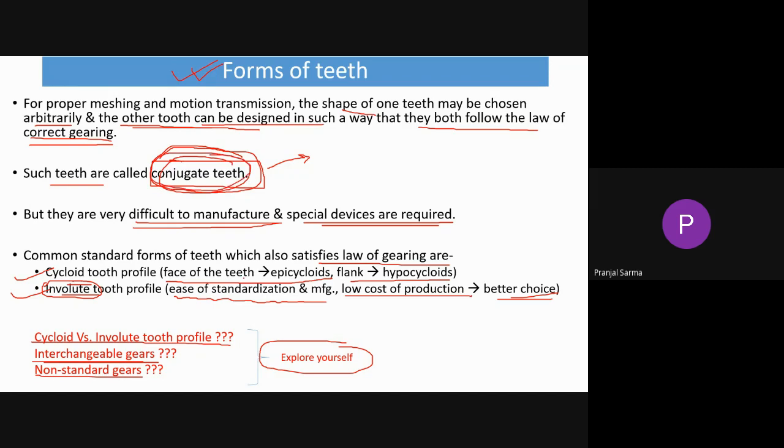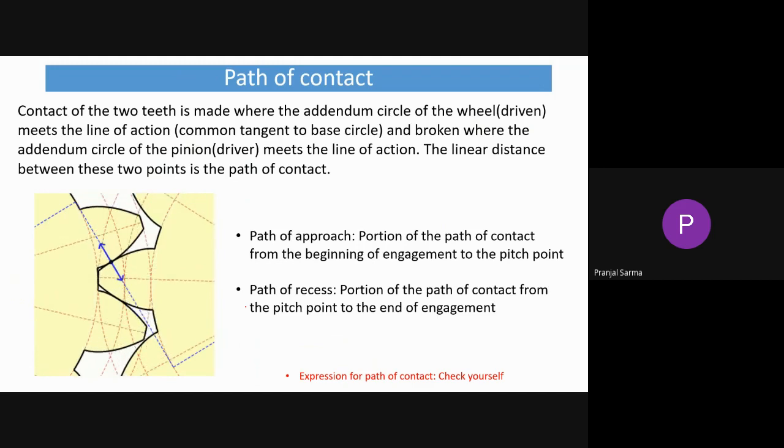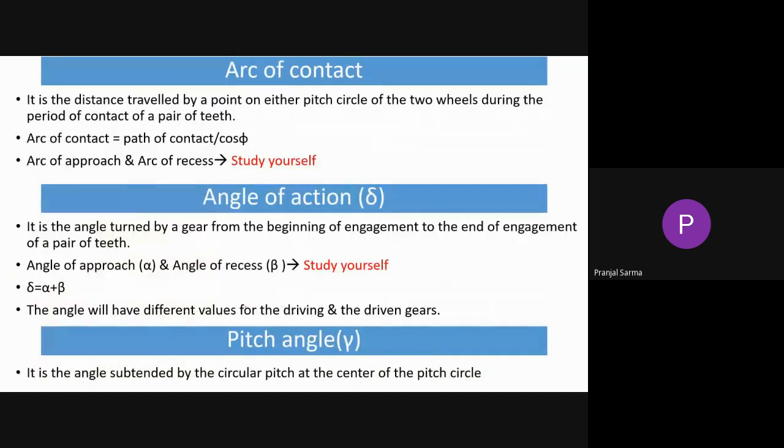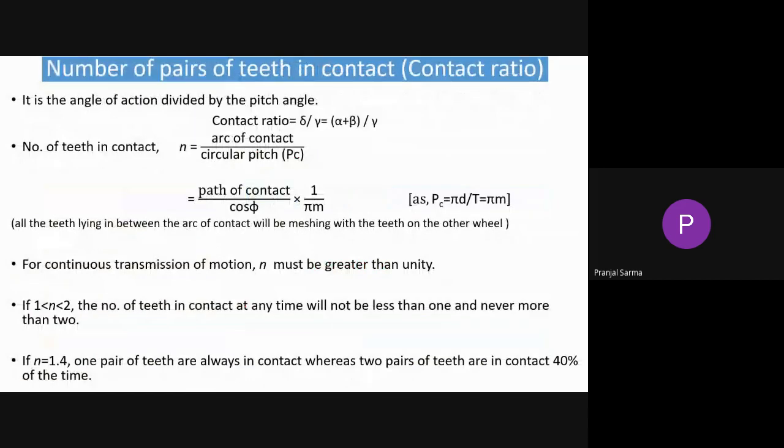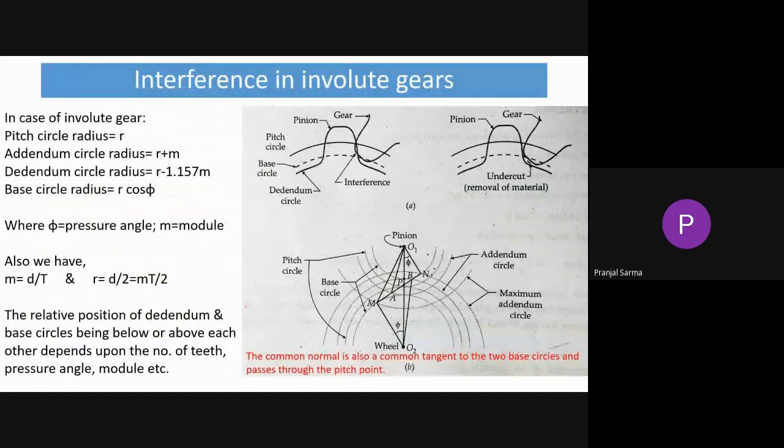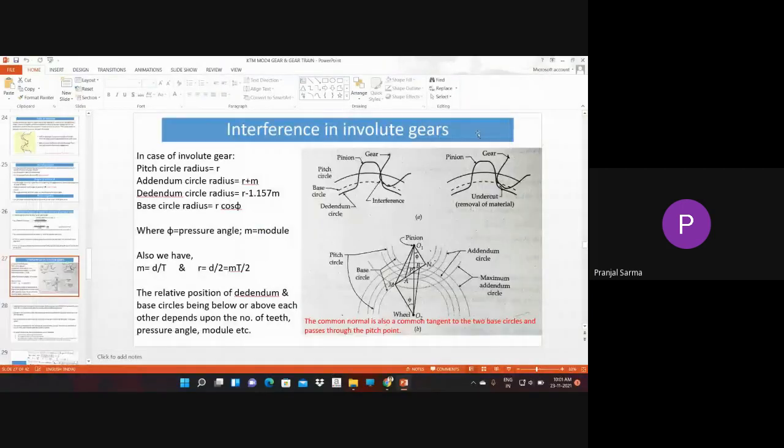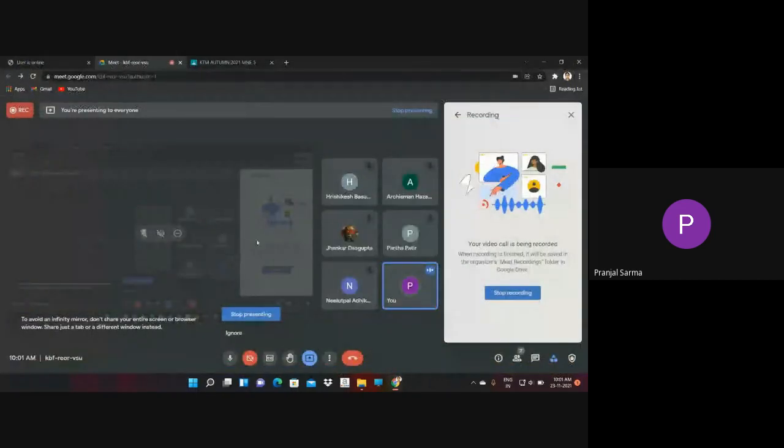So for today, we'll stop here. In the next class we'll discuss some other parameters like path of contact, what we understand by arc of contact, and the number of pairs of teeth in contact. Those things we'll study in the next class, and after that we'll solve some problems related to gears. If you have any question, you can ask. Understood or not? That also you can tell.